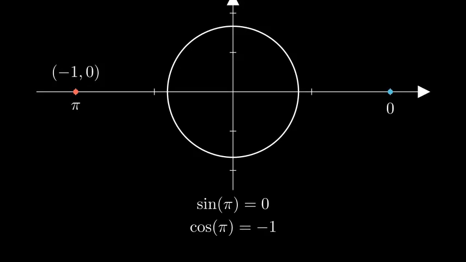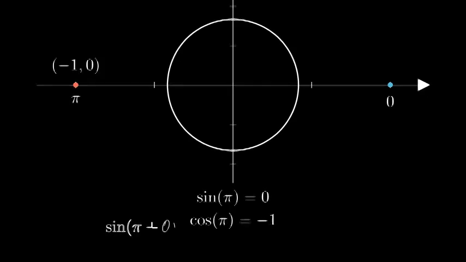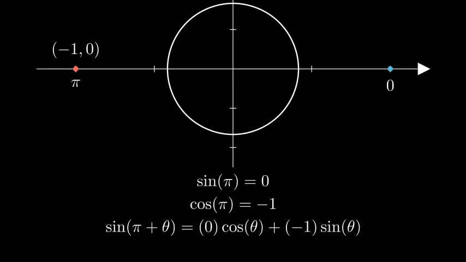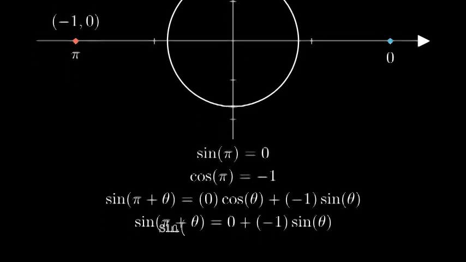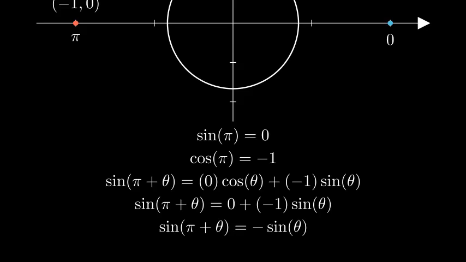Let's substitute these values back into our equation. We get 0 times cosine theta plus -1 times sine theta. Now, let's simplify. The first term becomes 0, and -1 times sine theta is just negative sine theta.